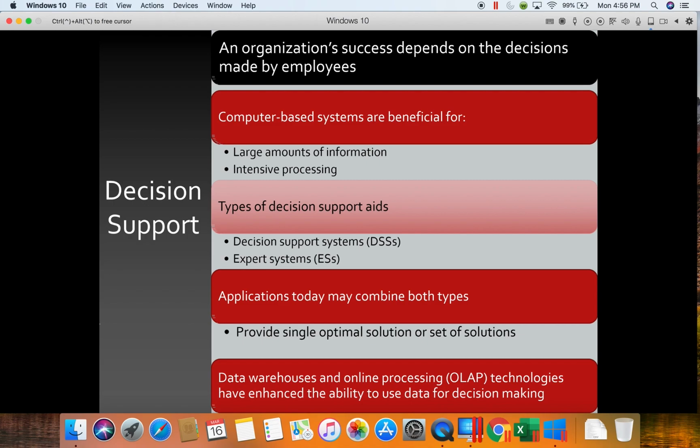Applications today are oftentimes combinations of both types of the decision support aid systems that we have, decision support systems and expert systems. These systems often utilize databases, data warehouses, and sometimes online analytical processing technologies, OLAP, to enhance the ability to use this large quantity of data to make the decisions.